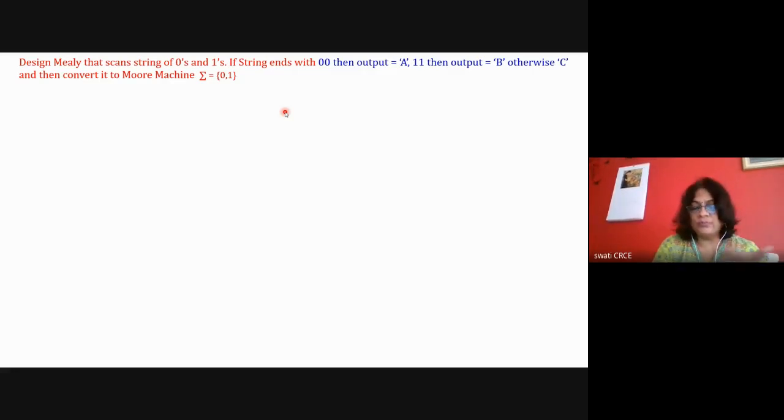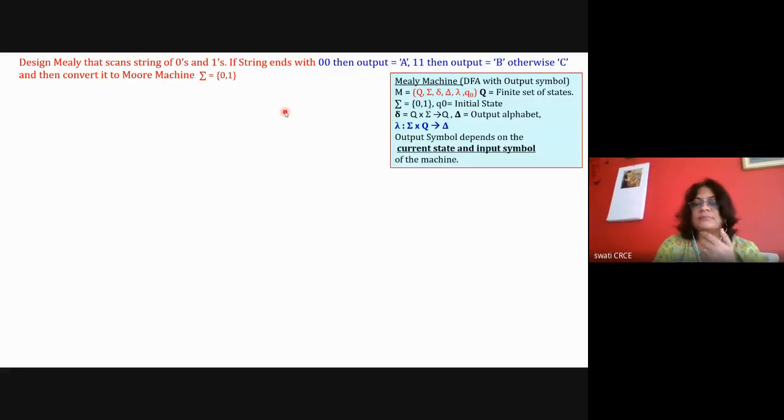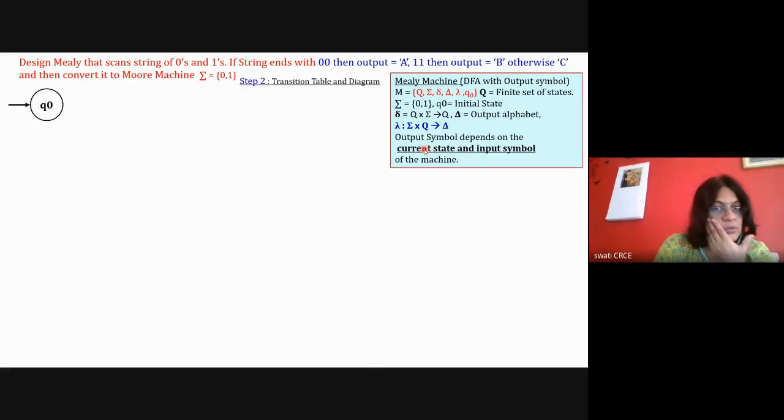Write down what a Moore machine is. So lambda for a Mealy machine is, you write, lambda is delta depends on sigma and capital Q. The output symbol depends on the current state and the input symbol. Write that down. Then in step 2, start from the Q0 state.